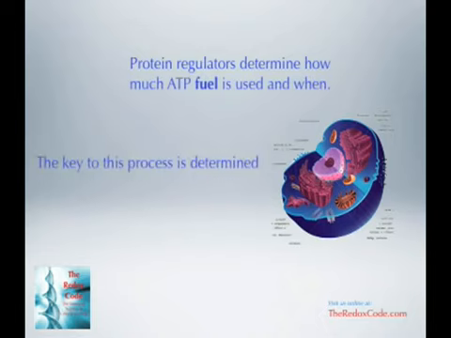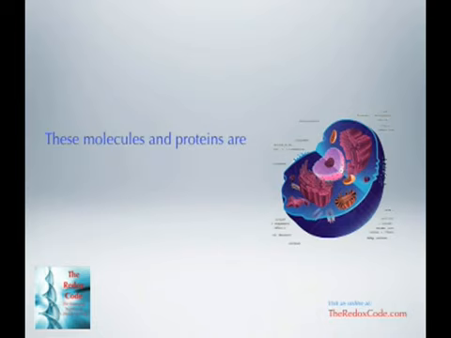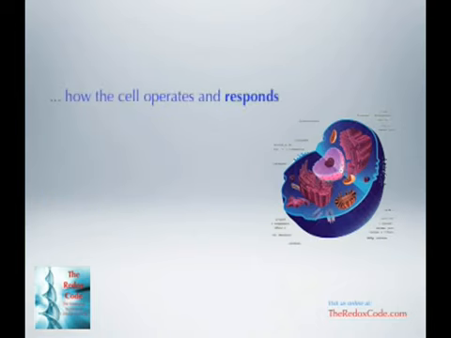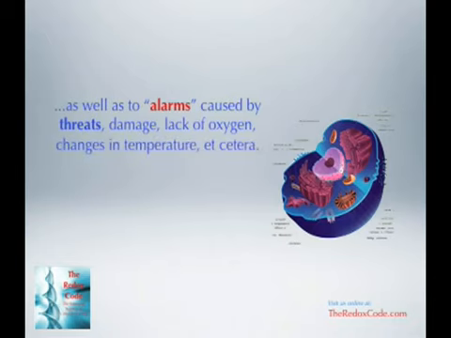Now, the key to this process is determined by a variety of different molecules, both inside and surrounding the cell. These molecules and proteins are signaling messengers that communicate between the machinery in the cell to determine how the cell operates and how it responds to normal changes in the environment, as well as to alarms that are caused by threats, damage, lack of oxygen, changes in temperature, etc.